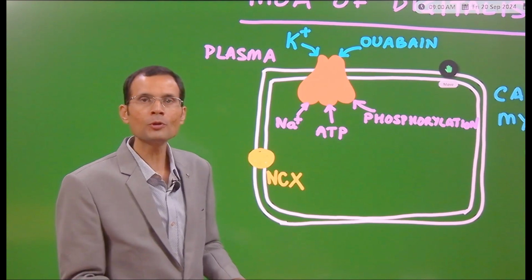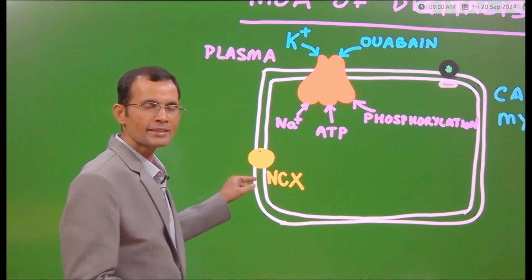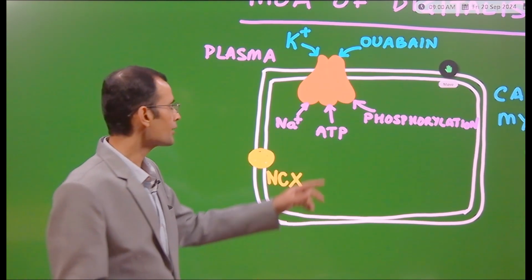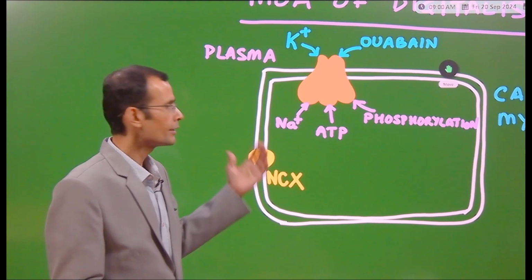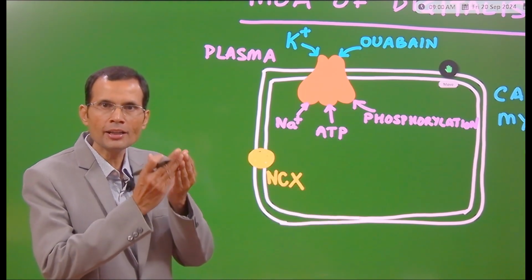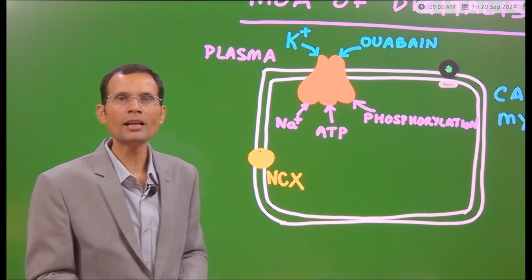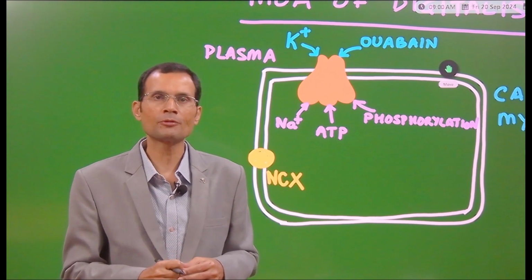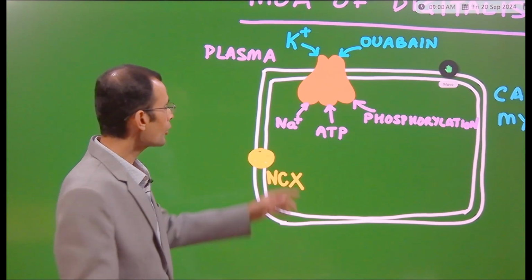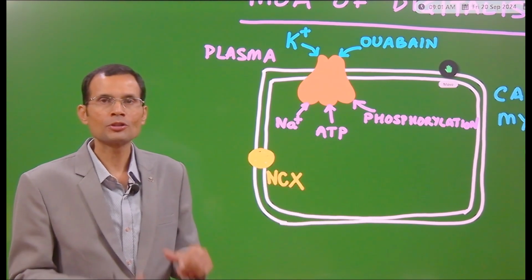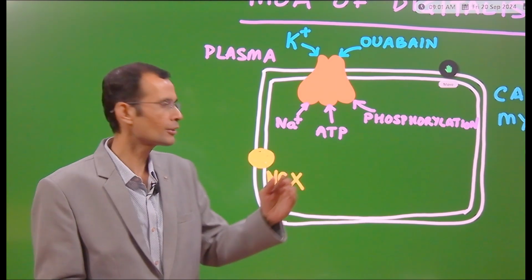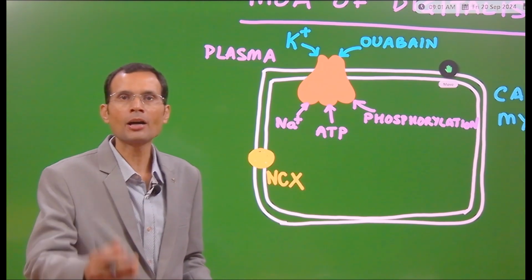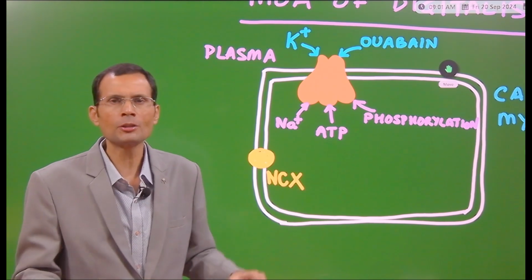So this will also not work, and this NCX not working means calcium will not be sent out of the cell. That means calcium concentration will rise inside the myocardial cell, and you know that strength of contraction of any muscle fiber is proportional to the amount of sarcoplasmic calcium. So this is how digitalis will increase the intracellular calcium and will increase the myocardial contractility. However, that's not the point.